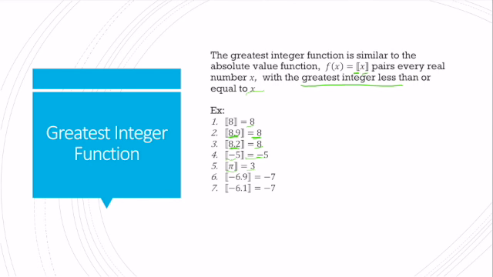What gets interesting is when it comes to the negatives, right? Because it's the greatest integer less than or equal to our x, negative 6.9 would go to negative 7. And negative 6.1 would go to negative 7 as well.